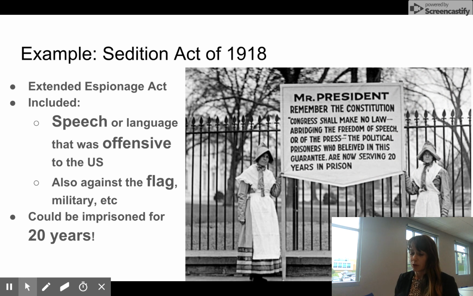Now, what was meant to be amendments to that act, which really became an act of itself and even more controversial, was the Sedition Act of 1918. This extended the Espionage Act, and it included making it illegal to give speech or language that was offensive to the United States, or anything that was offensive to the flag, our military, or anything like that. If you violated it, you could be imprisoned for 20 years. The language said you couldn't say anything that was disloyal, profane, scurrilous, or abusive against the US, the military, the flag. Recent court cases in the past few decades suggest that it's unlikely that similar language would ever be upheld as constitutional again, but it was around for a little while.